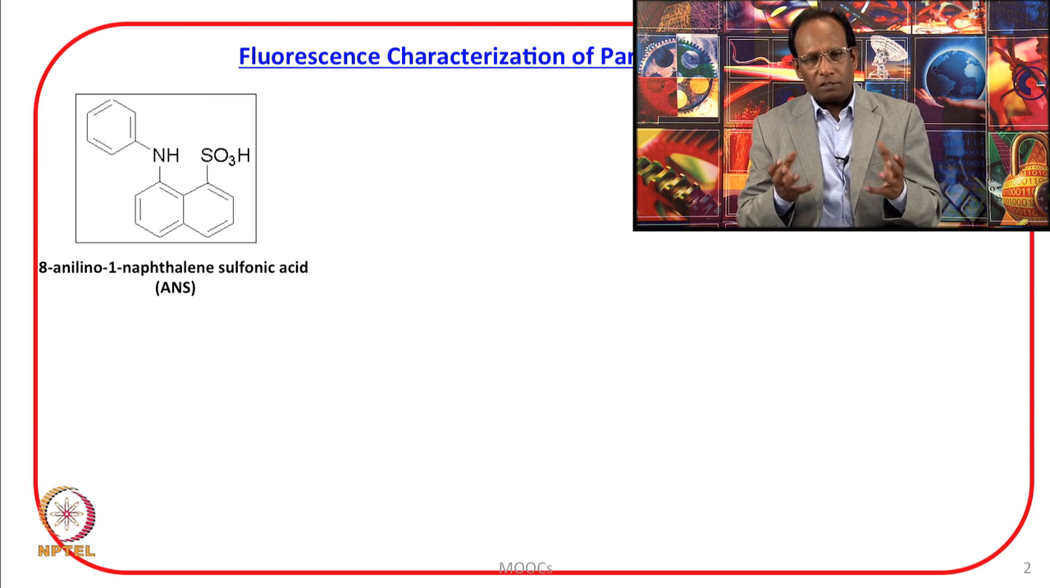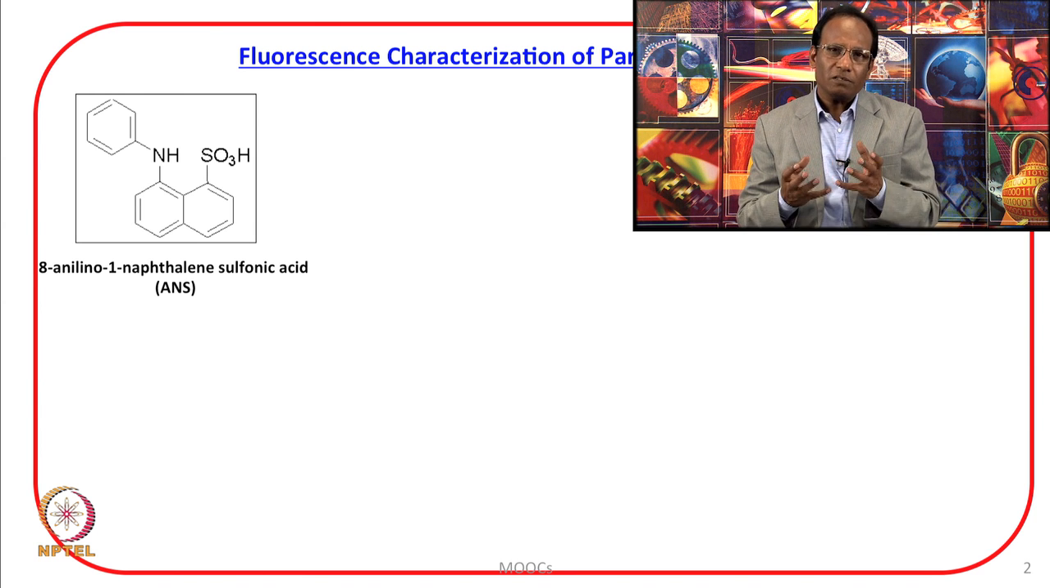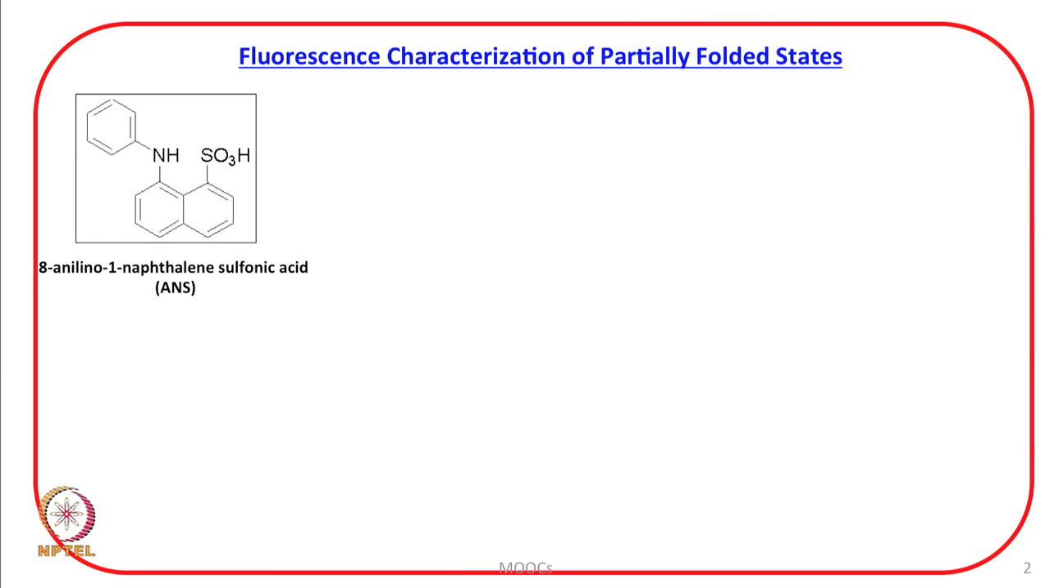When the protein is in an in-between state, that is the partially folded states such as the molten globule state, where it is not completely unfolded, the MG state will have several hydrophobic clusters available, and the molecules like ANS can go and bind to those hydrophobic clusters, and hence this will lead to change in the fluorescence properties of the ANS. And that is why ANS has been extensively used in the characterization of the partially folded states of proteins.